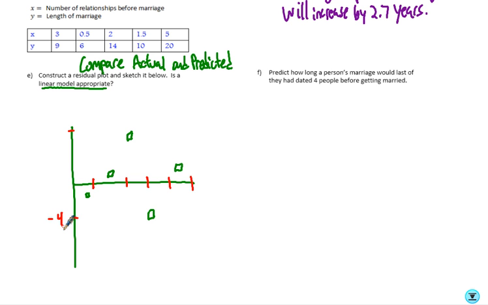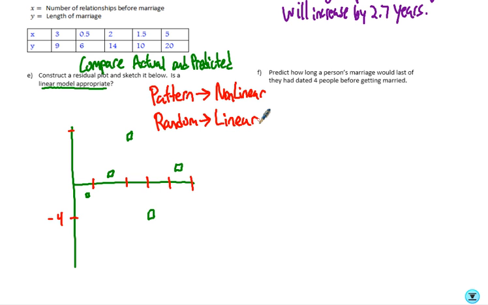And what we're looking for here is that if you see a pattern, then that means it's non-linear. But if it looks like the points on your residual plot are randomly dispersed, then that would suggest a linear relationship. So these points here are randomly dispersed, so what we can say then is that we would have a linear model.